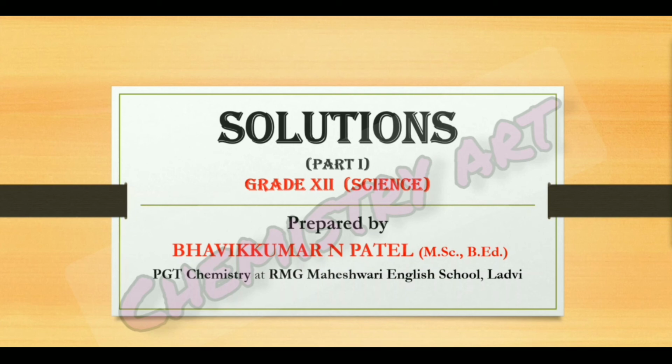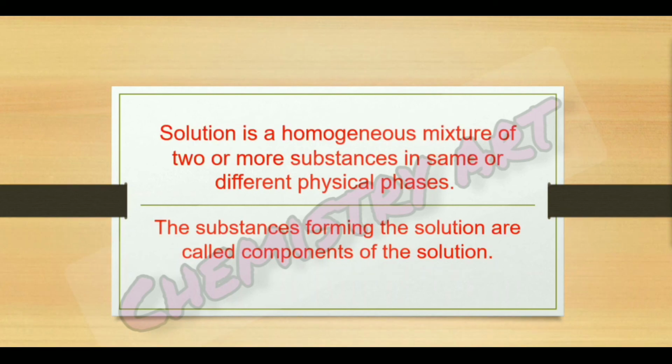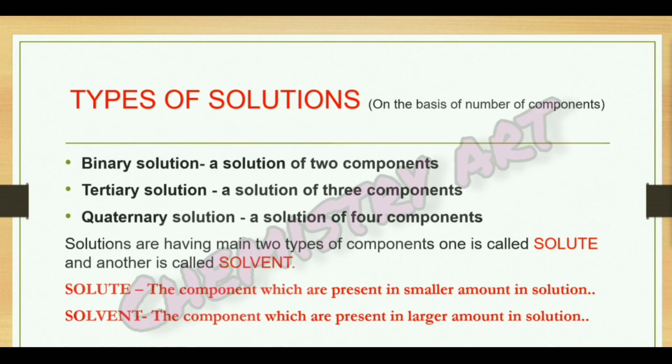Before that, let me tell you what we have already discussed in this chapter. First of all, we have discussed the definition of a solution. As you can see here, what is a solution? It's a homogeneous mixture of two or more substances in the same or different physical state. Then we have discussed the types of solution on the basis of the number of components. How many components are there? Binary solution, ternary solution, quaternary solution. If two are there, it's known as a binary solution. If three are there, it's a ternary solution. If four are there, a quaternary solution.